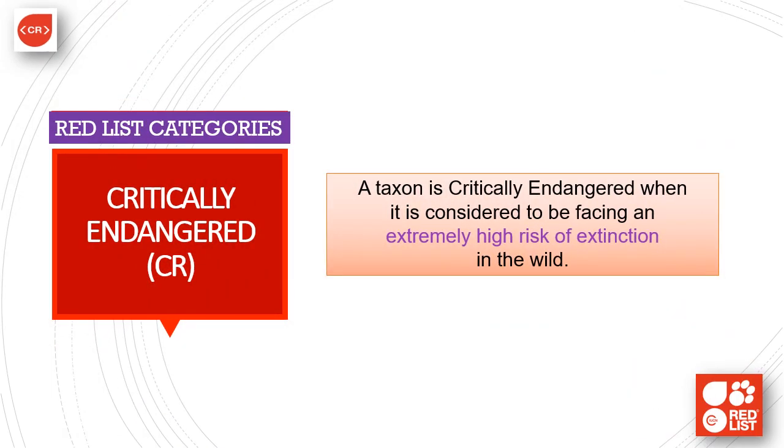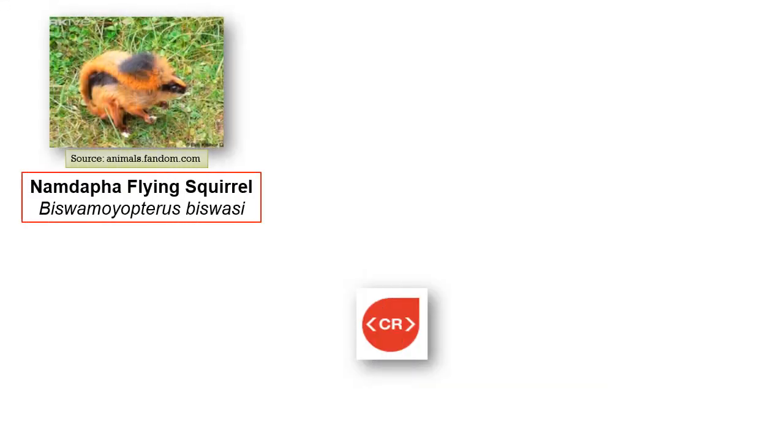Now we start with the main threatened categories: critically endangered, endangered and vulnerable. These are subjective definitions. The objective part we will come later on. So taxon is critically endangered when it is considered to be facing an extremely high risk of extinction in the wild. Let us look into the examples. First is Namdafa flying squirrel, Biswamoyopterus biswasi. Now this is a species which is endemic to Arunachal Pradesh, and it is named after the place where it was first found in 1981, that is Namdafa National Park, endemic to Arunachal Pradesh.